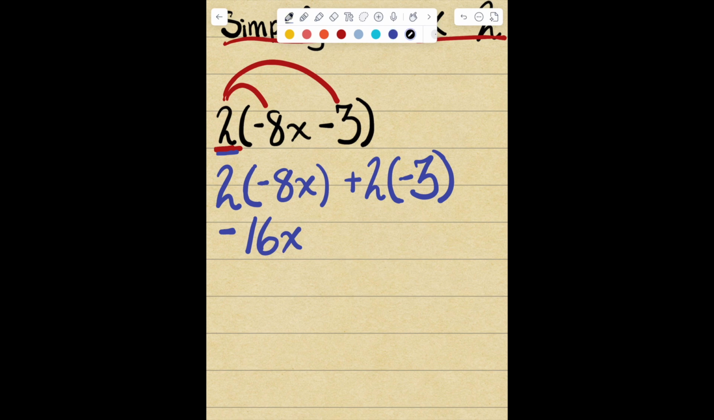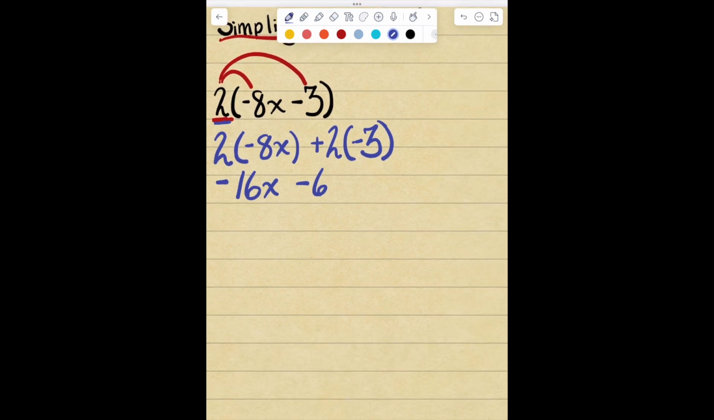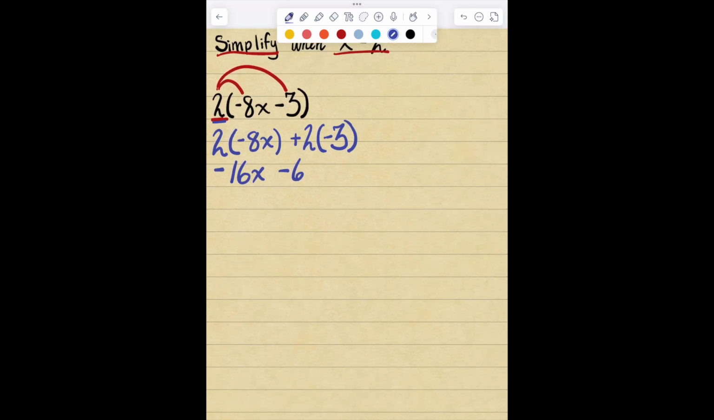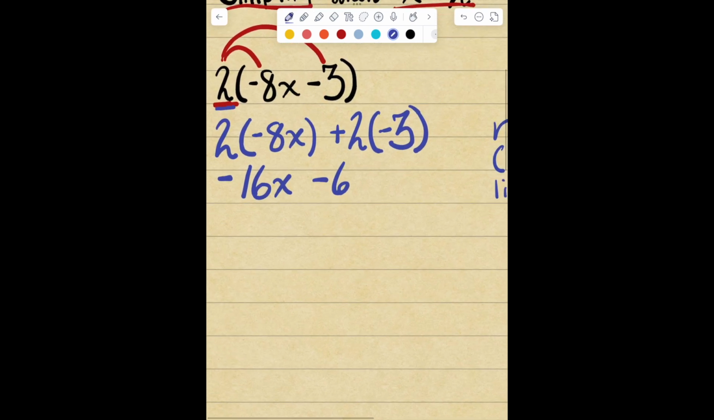Then we need to do 2 times negative 3. So we have a positive times a negative, so that's different signs, so it's going to be negative, and then 2 times 3 is 6. Now, if I was just simplifying, I would be done because we have no parentheses, those are those curvy things, no parentheses and no like terms. However, this says to simplify when x equals something.